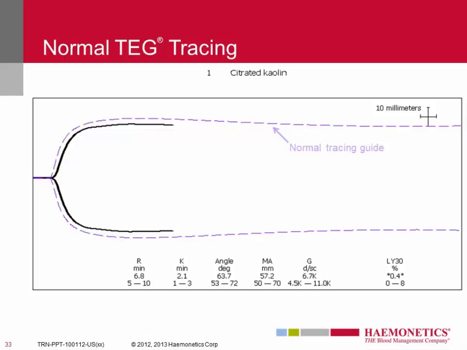The K, the actual value and the range. The angle, the actual value and range. The MA, actual value and range. And then G is just a reflection of clot strength in a dynamic environment. So we're taking into consideration shear force, so the flow of the blood, so the clot strength of 6.7, the range of 4.5 to 11.